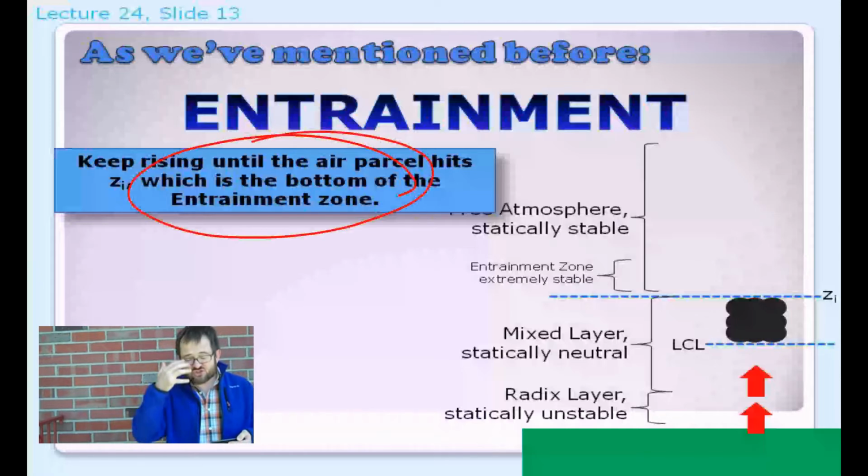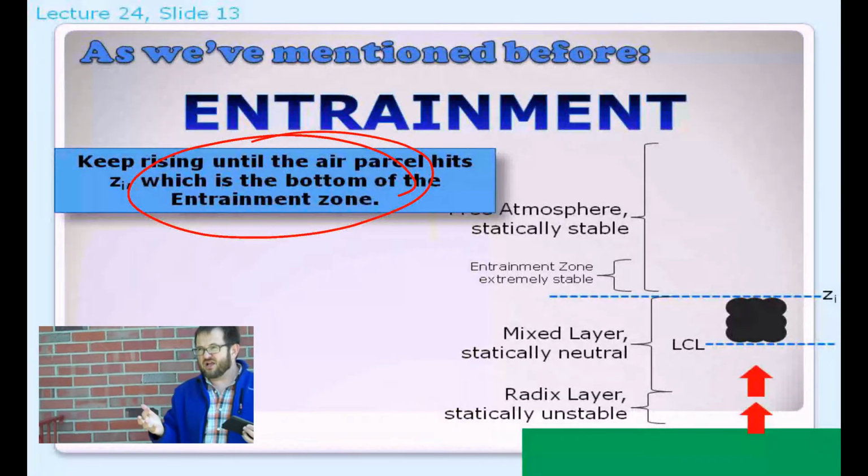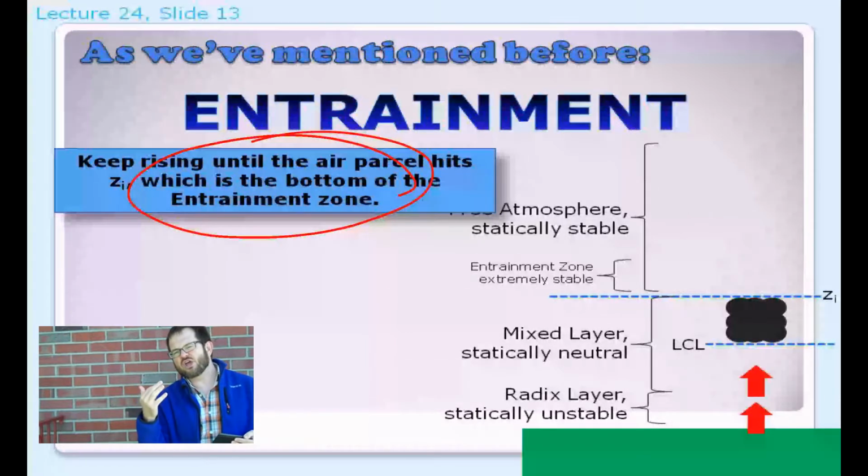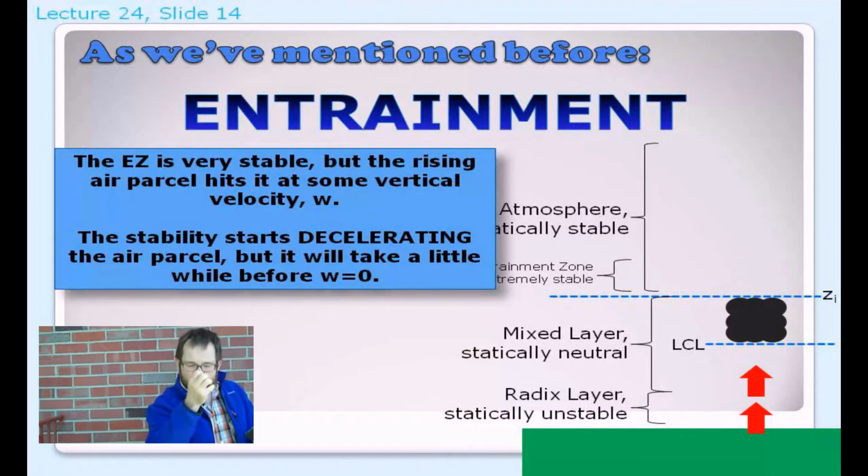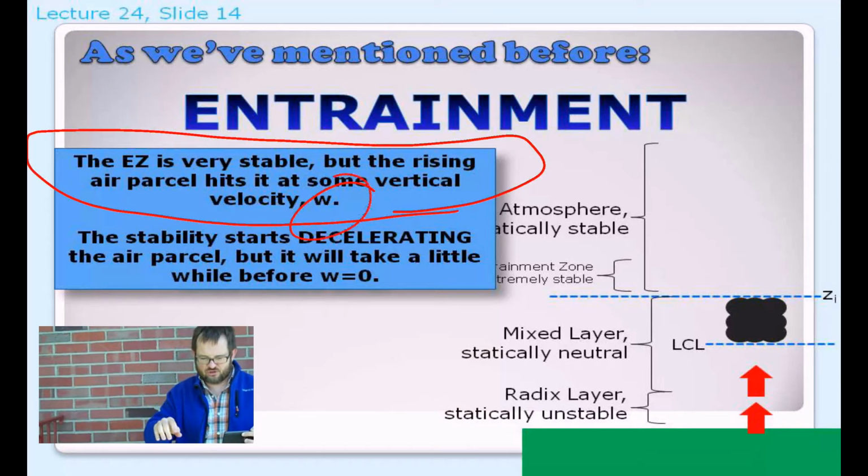Okay, so it's going to hit the top of the boundary layer. Now, the entrainment zone, which is what's right above there, is extremely stable. Any air parcel that is lifted up into the entrainment zone is going to want to lower back down, return to its original altitude. But keep in mind, our air parcel that was rising from the surface and became this cumulus cloud punches through Zi at some velocity: U in the north-south direction, V in the east-west direction, and W in the vertical direction.